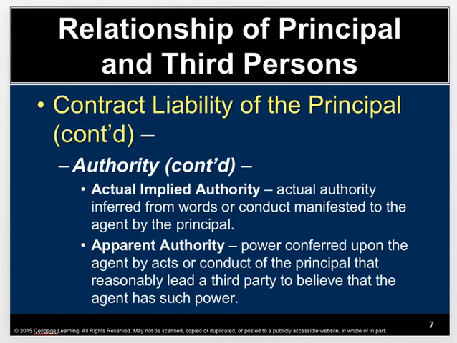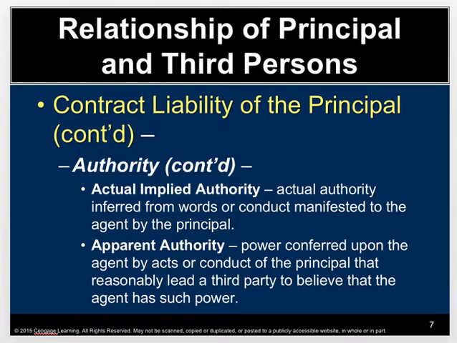So again, we talked about express authority. Now we're going to talk about actual implied authority and apparent authority. Actual implied authority is actual authority inferred from words or conduct manifested to the agent by the principal. So in other words, I didn't expressly give you the authority, but it's inferred from the words that I speak or from the conduct between the parties. And then there's apparent authority, which is power conferred upon the agent by acts or conduct of the principal that reasonably lead a third party to believe that the agent has such powers.